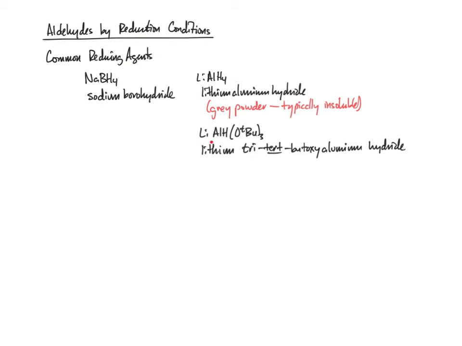So what does this look like if we actually draw it out? We know lithium is plus, so aluminum has to be minus. So there it is, it's a salt. As you can see, it only donates one hydride, whereas LAH delivers four. So you're able to control the stoichiometry a little bit better with this reagent as well.